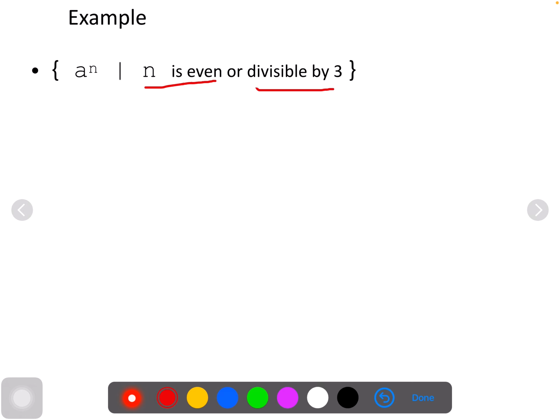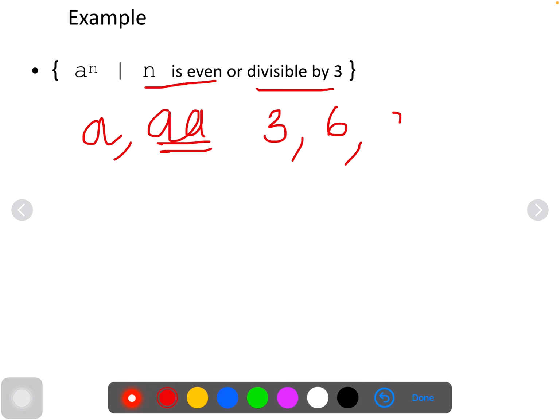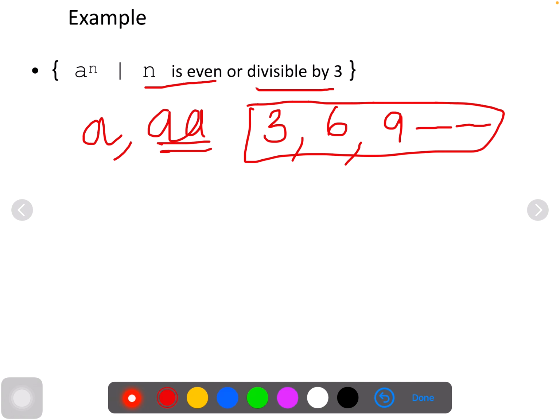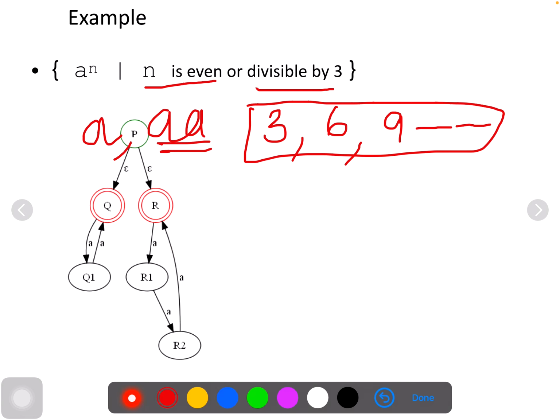N is even means, what is n? n can be 0, then 1, then 2, which is even. That means it accepts an even number of A's. Divisible by 3 means n may be 3, 6 or 9, so it accepts strings whose length is divisible by 3. There are two cases. How do you do that?